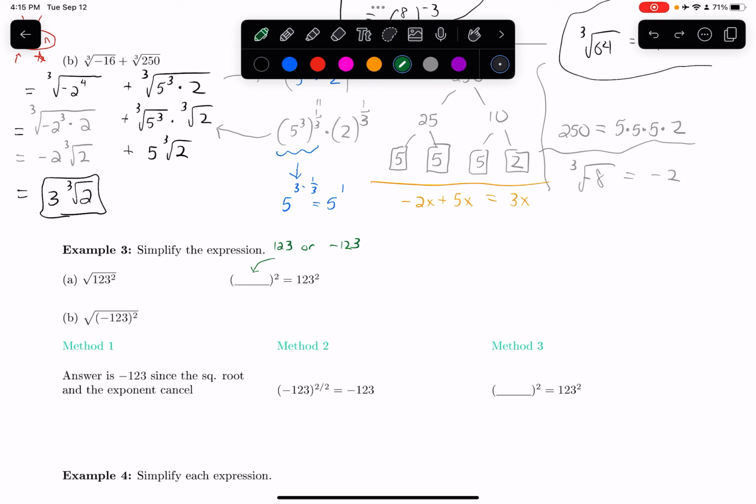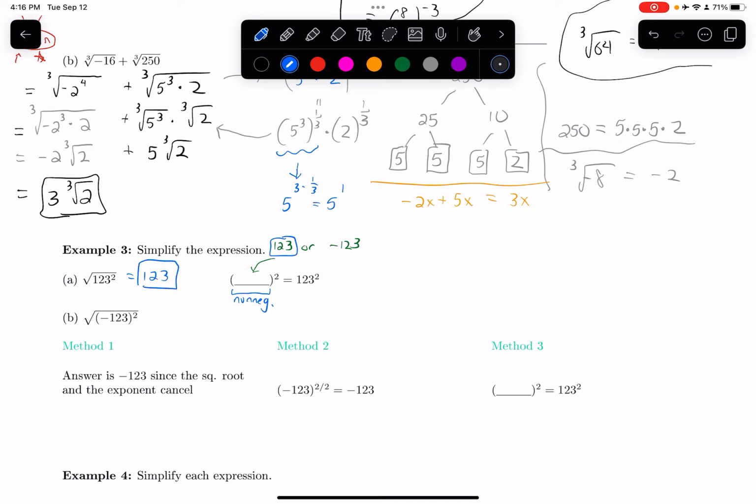But I know from our definition of a square root that when I get the output of a square root, it needs to be a non-negative value. So the number that I'm looking for here needs to be non-negative, and that's why it's got to be the positive number, the 123. So this is going to be 123.